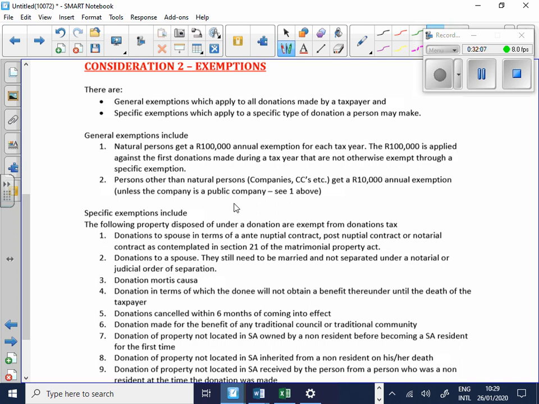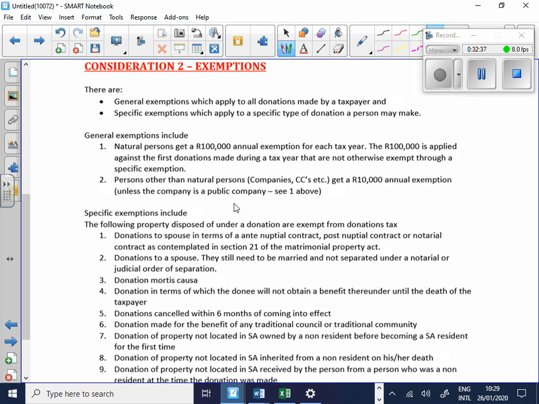Not right. Guys, donations to a spouse, no donations tax. Donations mortis causa, donation in contemplation of death. If I die parachuting, you can have my car. Okay? There's estate duty, not donations tax. The only reason he's getting your car is because you're dead. Are you guys comfortable? For donations in terms of which a donee will not obtain a benefit until the death of the taxpayer, estate duty, not donations tax for that.